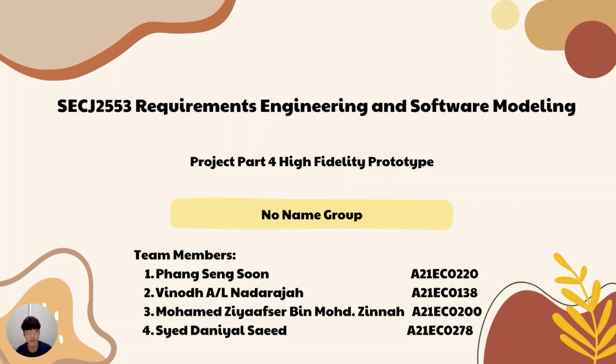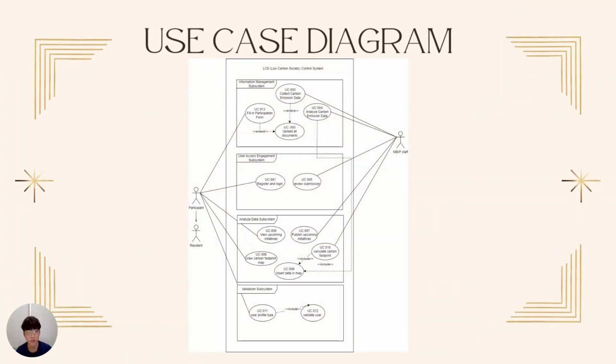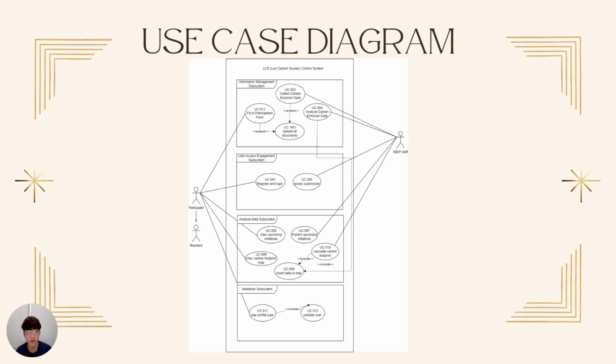For my presentation, I am going to start with the use case diagram for our system, which is the LCS control system. Inside this use case diagram, as you can see, we got two users for our system, which is the participant and also the MPFP staff. And the relationship between the participant and also the resident is because the resident can be one of the participants. So here's the relationship between the participant and also the resident.